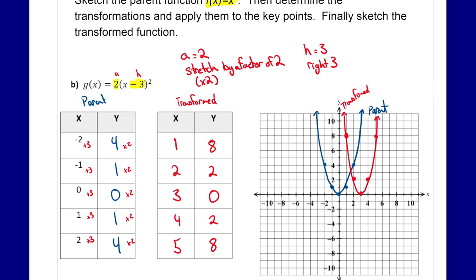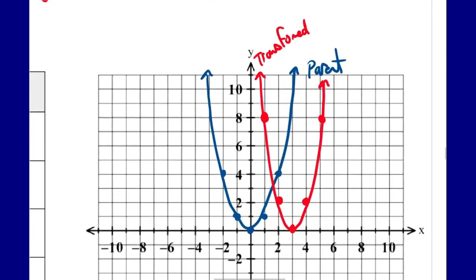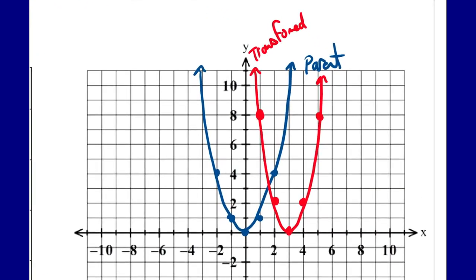If I look at these two graphs, I can clearly see the shift to the right 3. The function in red has been moved to the right 3 units. All the points have been shifted to the right 3. The stretch is a little bit harder to see, but it does appear to be more narrow. So this function in red does appear to be more narrow because we stretched it vertically.